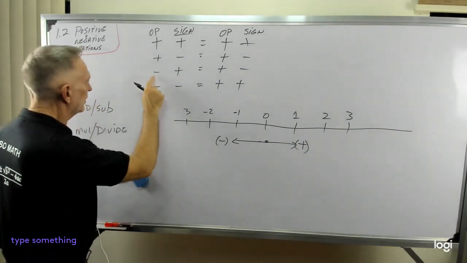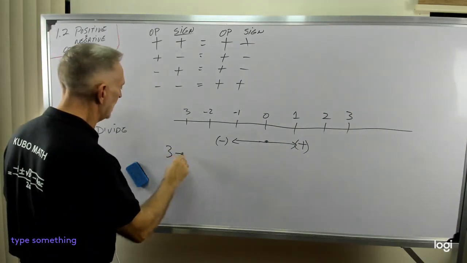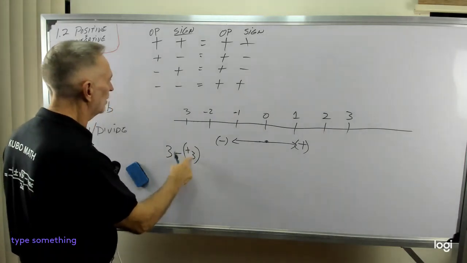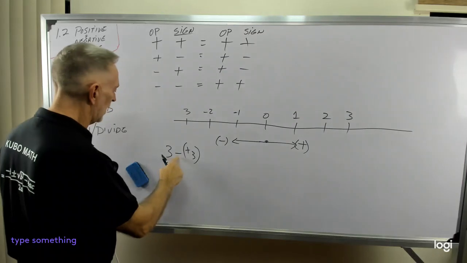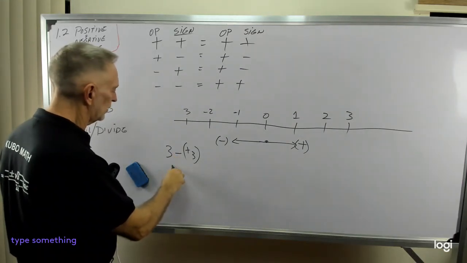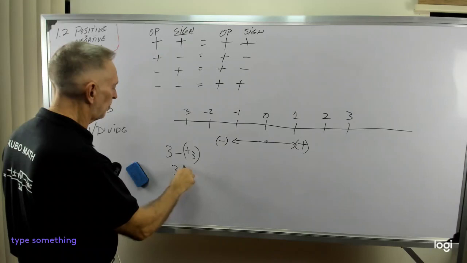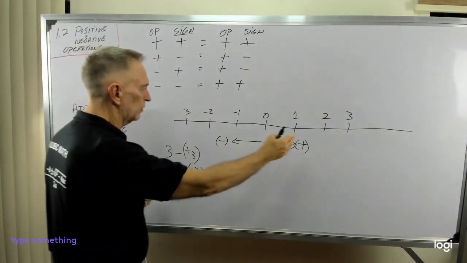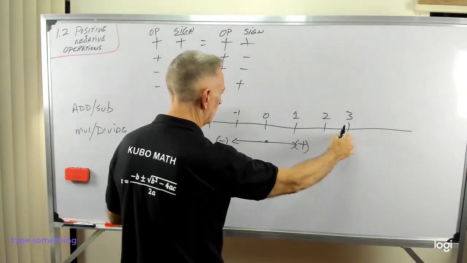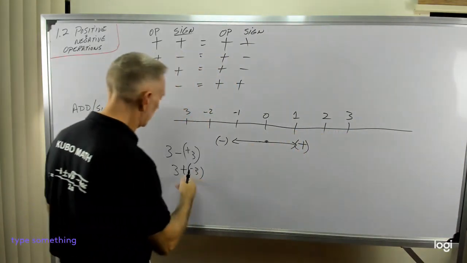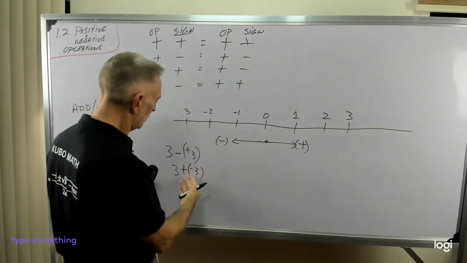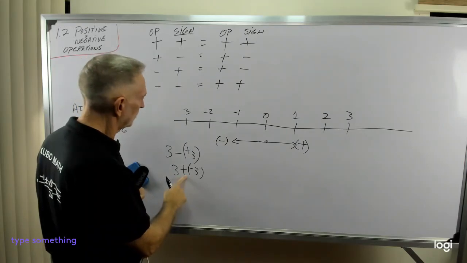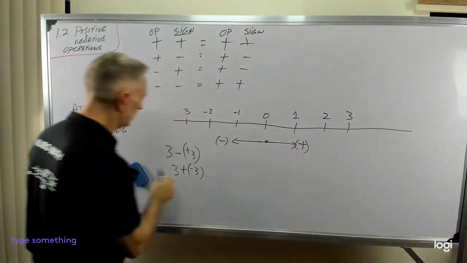What about this one? I have 3 minus a positive 3. Since I'm subtracting, I want to change that to addition. That's 3 plus a negative 3. Now then, I'm at 3. I need to go plus a negative 3. It's the same as one we had earlier, or similar to. Minus a positive is the same as plus a negative. So 3 plus a negative 3 is 0.